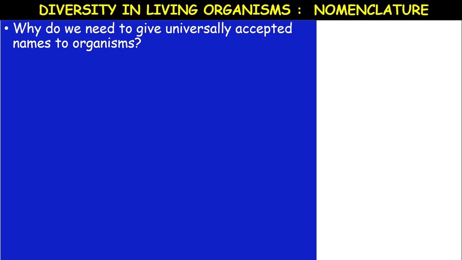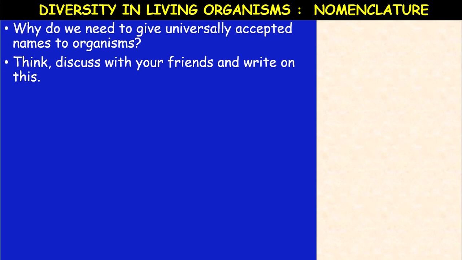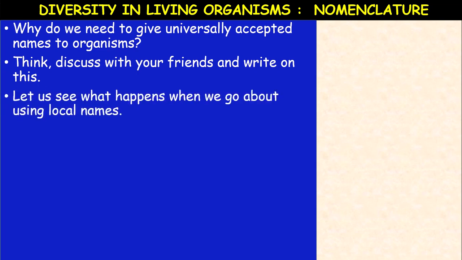Next, why do we need to give universally accepted names to organisms? Nomenclature. Why do we give universally accepted names to organisms? It is very important. The main thing is to avoid confusion. Okay, think and discuss with your friends and write on this.